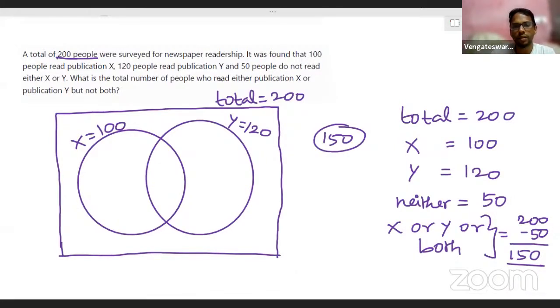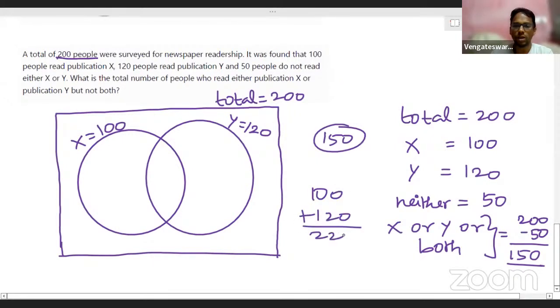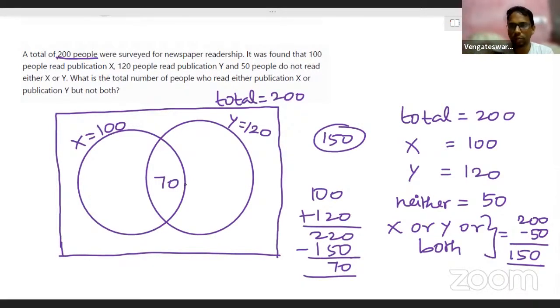Very good. What can be done here? Yeah, simple. All you can do is add this 100 and 120. So 100 plus 120 will give you 220. And from 220, you can subtract this 150 people. So when I do that, I will get 70. That means there are 70 people here in this common region. That means 70 people read both the magazines or both the publications.